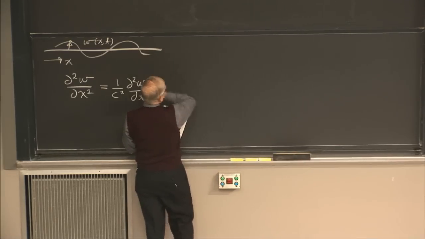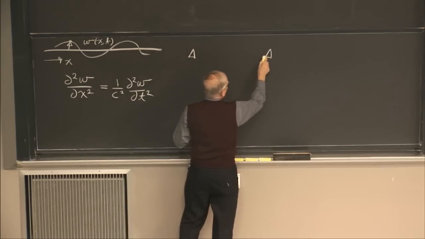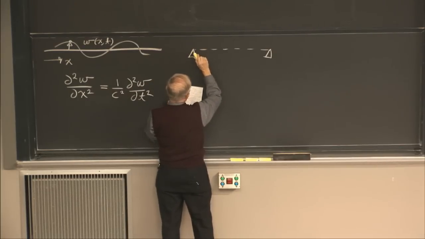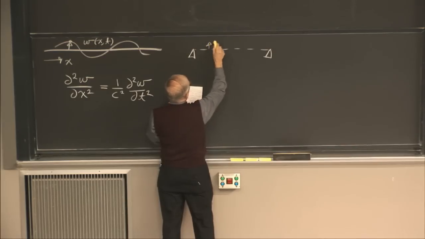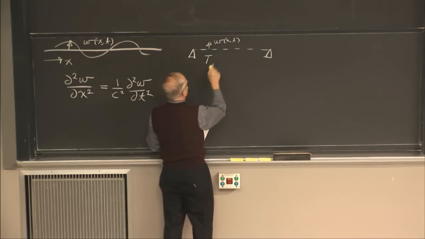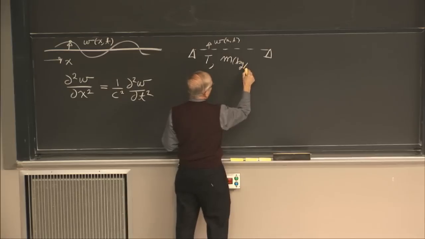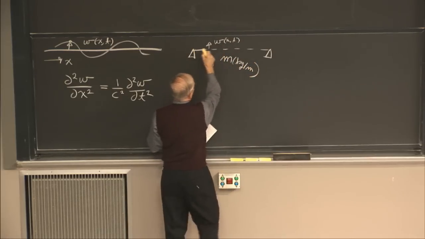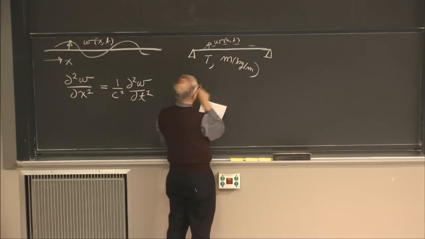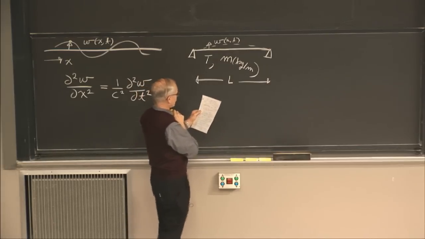So imagine you've got now, we're interested in eventually getting to vibration, so I'm going to make this a finite length string. Its position we'll describe as w of x and t. It has a tension, T, a mass per unit length, m, so this is like kilograms per meter, the mass per unit length of this thing which can vibrate. So tension, mass per unit length, L, the length of it. What other parameters do we need? That'll do for the moment.